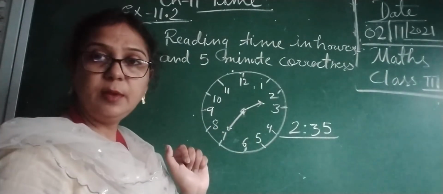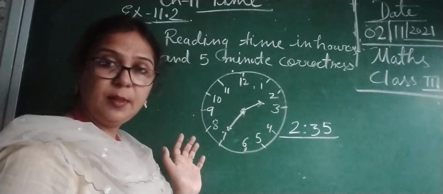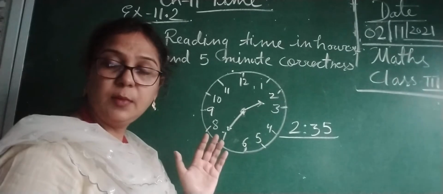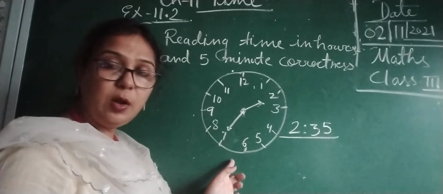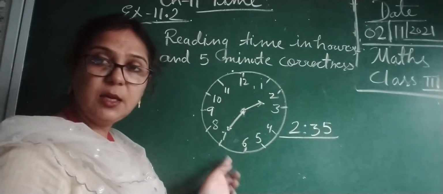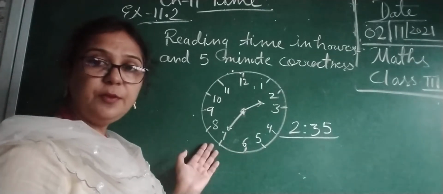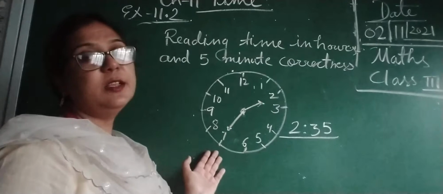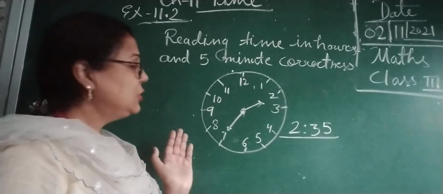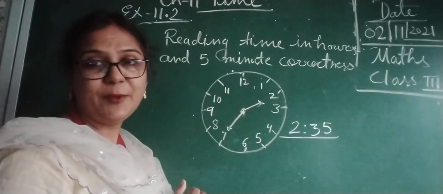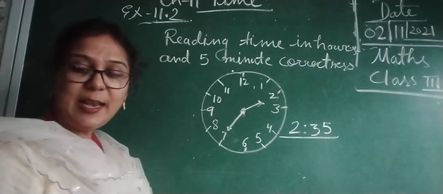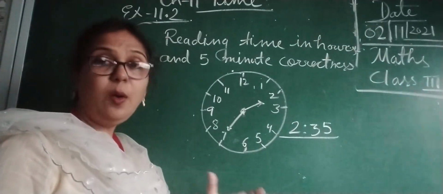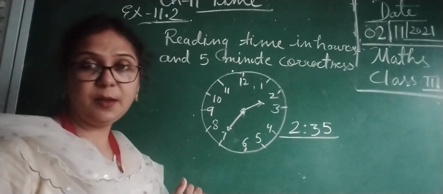It means 5 minutes are over. After 30, meaning half past, 5 minutes are over. So that is 30 minutes. As you all know, 30 minutes is called half past. And after that, the 5 minutes we will add. So it will become 2:35. Like this we are able to draw or read the time properly.